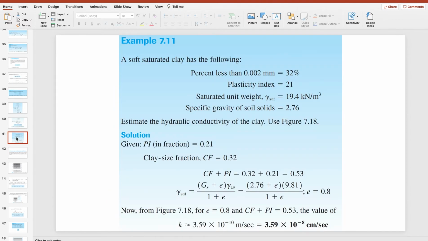Example 7.1. A soft saturated clay has the following: percent less than 0.002 mm 32%, plasticity index 21, saturated unit weight 19.14, specific gravity of soil solids 2.27. Estimate the hydraulic conductivity of clay using figure 7.18.